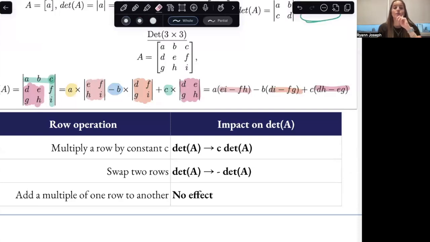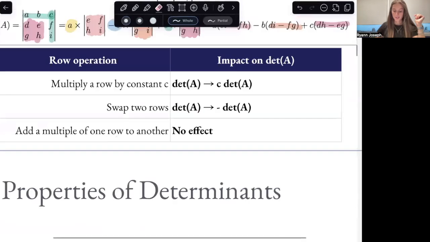So my advice is, if you're taking a quiz and you can't remember what impact the operations have on the determinant of a matrix, if you can just always do type 3 operations somehow, then you'll be fine. So that's the idea of determinants.